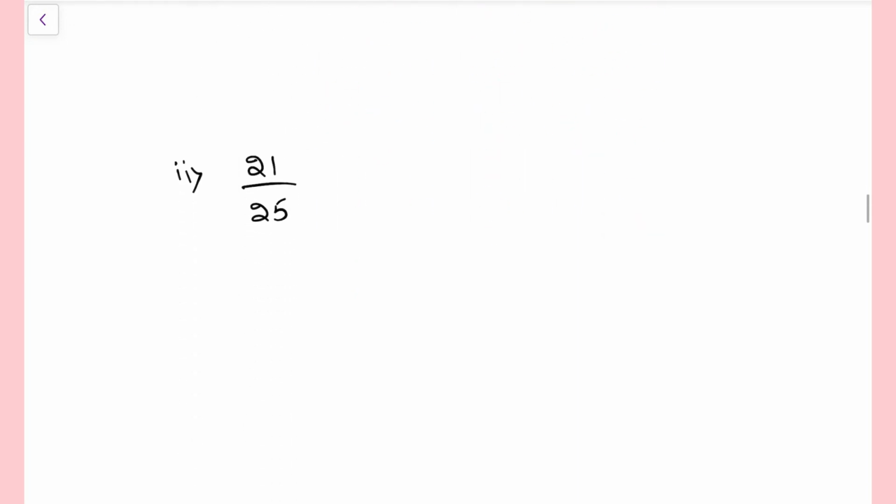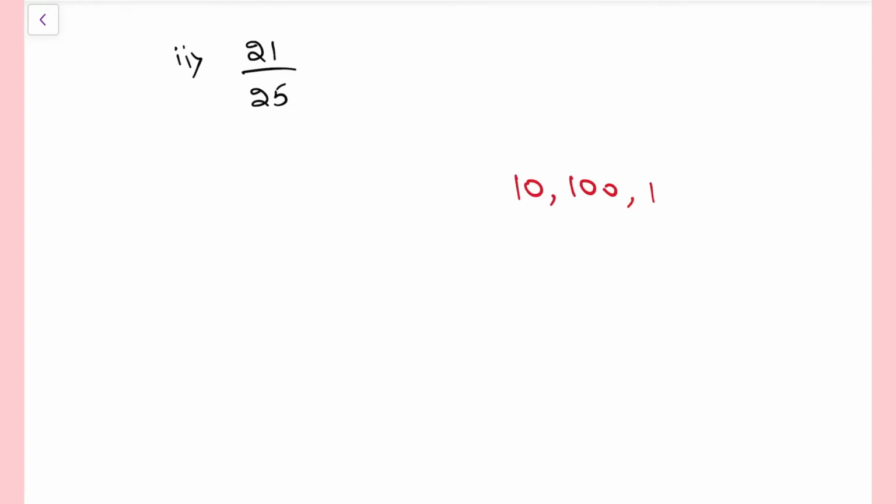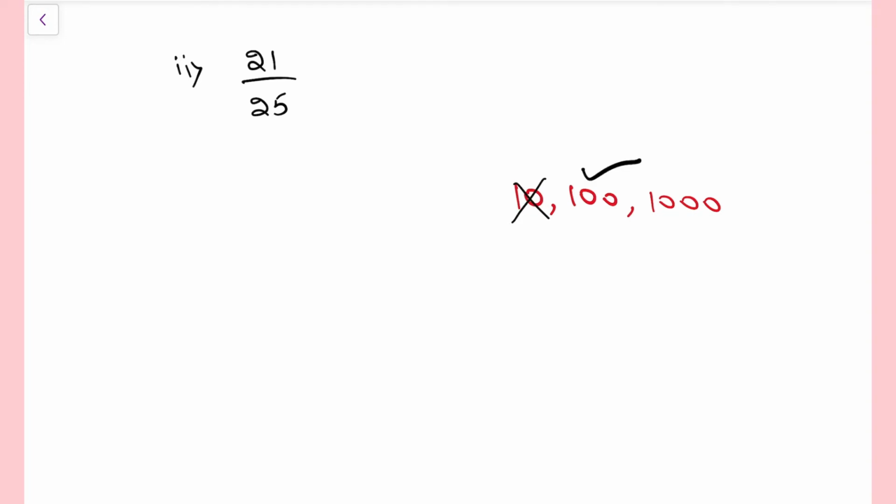Next, 21 divided by 25. In the denominator, we want 10 or 100 or 1000 and so on. In 25 table, 10 won't come. 25 table, 100 it will come. Where it will come then? 4s. So multiply and divide with 4. 21 into 4, 84. By 25 into 4, 100. 84 divided by 100, 0.84.